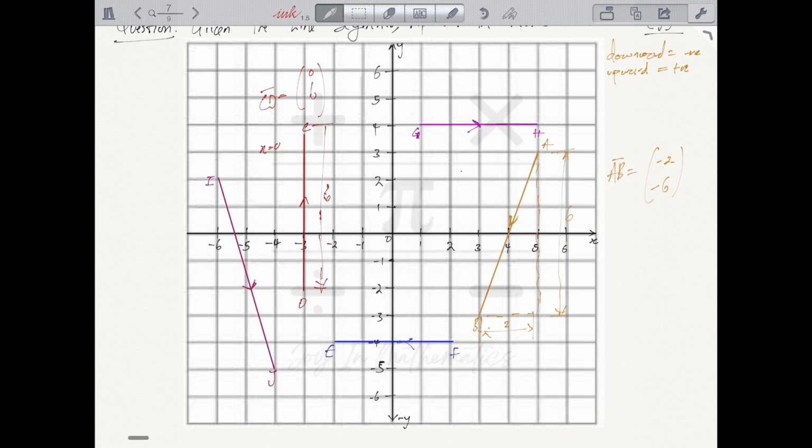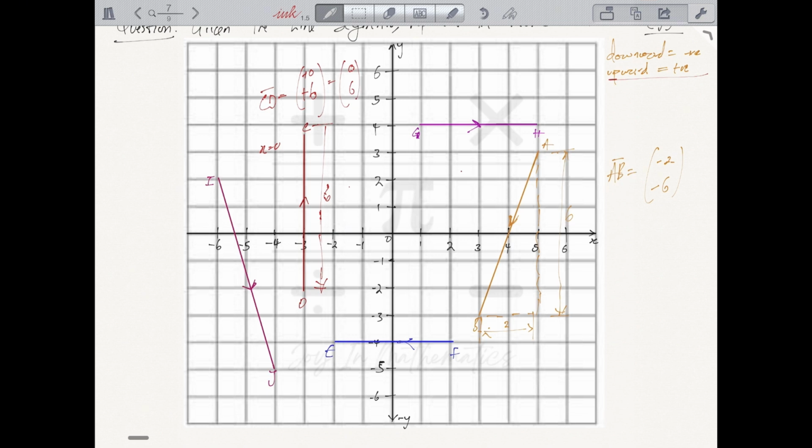Now, is it going upwards or downwards? We can see that it's going upwards. Upwards means positive, so this will be +0 and +6. So we can just leave it as (0, 6). So that's for vector CD.